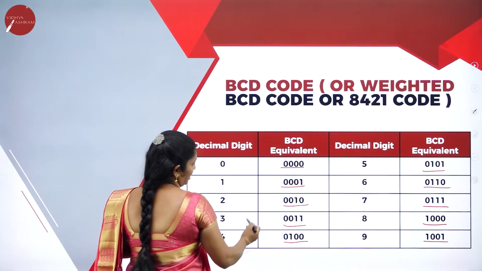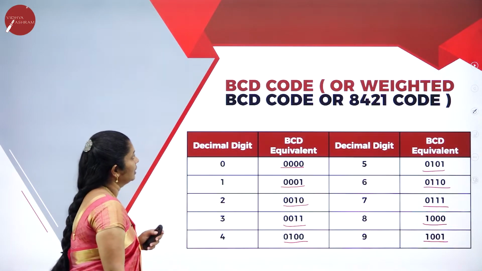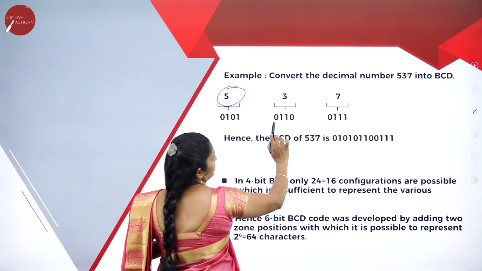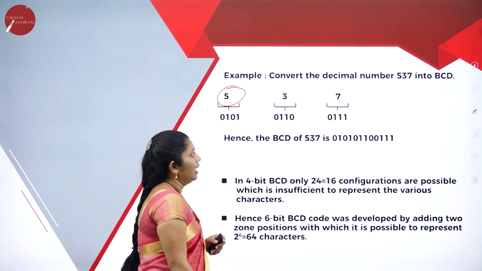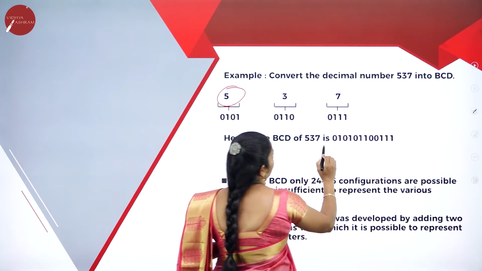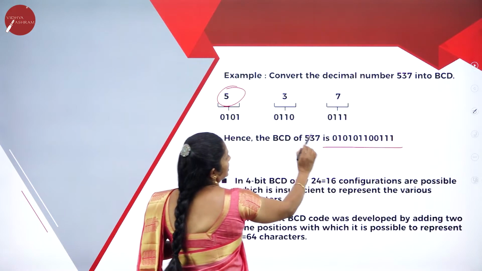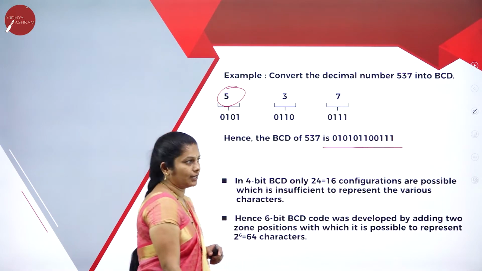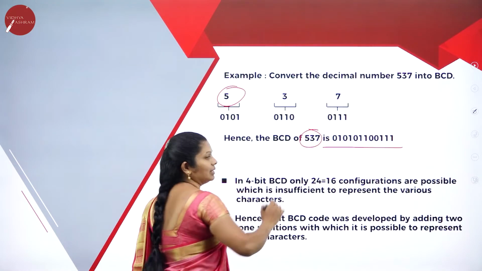For 5, see here, if you observe, 0, 1, 0, 1. For 3, 0, 1, 1. For 7, 0, 1, 1, 1. Hence the BCD number code for 537 is 0101 0011 0111. This is the BCD number for the given decimal number.